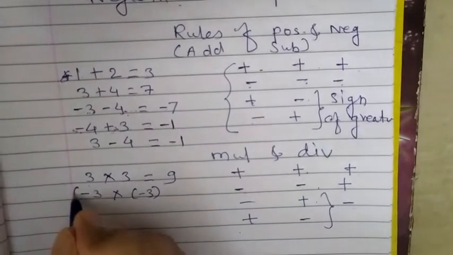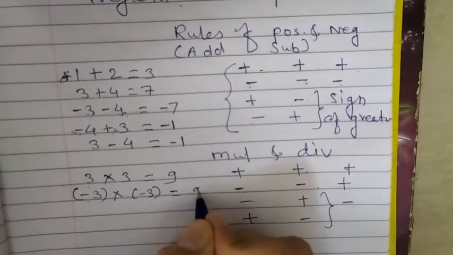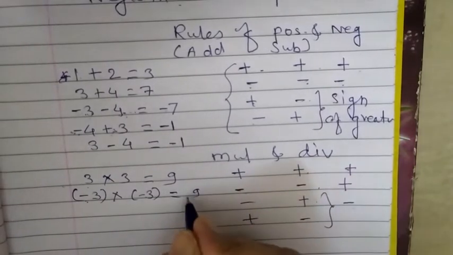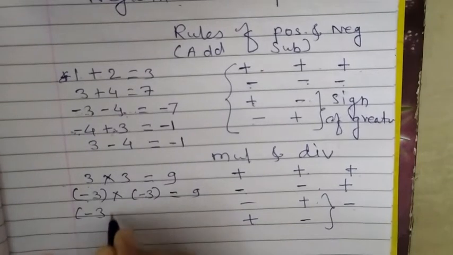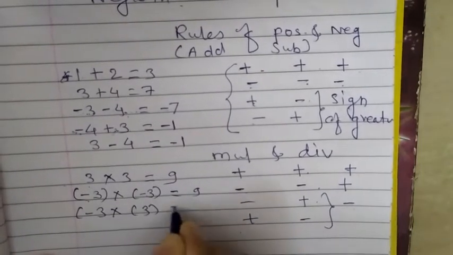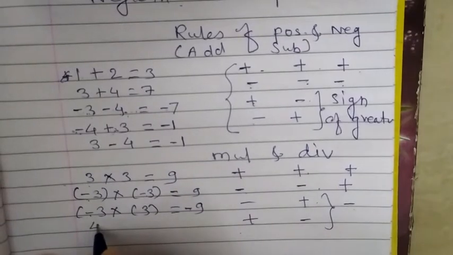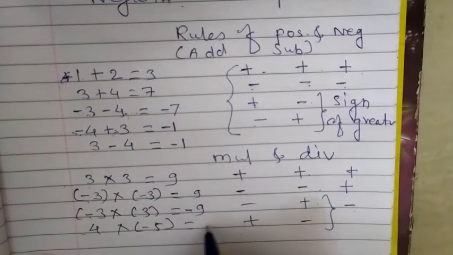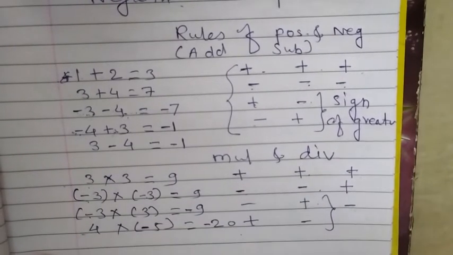Minus 3 into minus 3. Here also suppose I am using brackets. 3 into 3 is 9, and here minus into minus is what? Plus. So the plus sign is there. Next example, minus 3 into 3. It is 9, but the sign is minus. 4 into minus 5 is 20, but the sign is minus because here we have a minus sign.